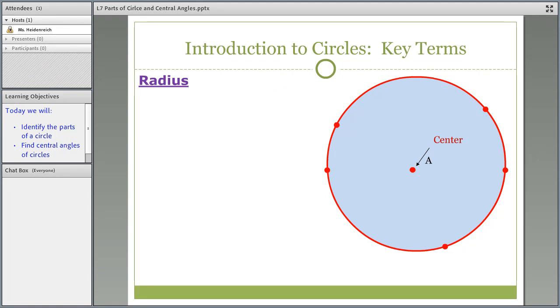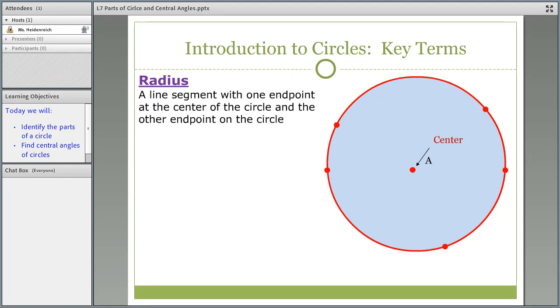The first word is radius, and a radius is a line segment that has one endpoint at the center of the circle and the other endpoint on the circle. Some people describe the radius as going halfway across the circle. The important part is that one endpoint is on the center and one endpoint is on the circle.